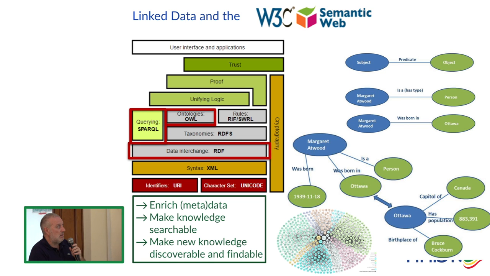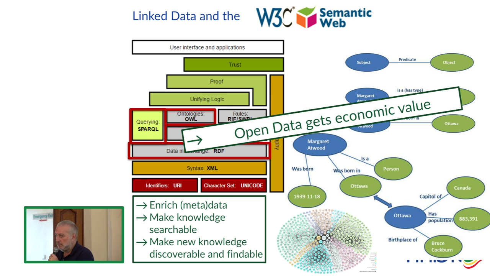So, having linked data, you can enrich the metadata of the data, you can make knowledge searchable, and you can make new knowledge discoverable and findable. So the combination of PIDs, persistent identifiers, and the use of the semantic web can provide you better searchability, discoverability and findability of data. So data gets economic value because it can be reused also for economic purposes.